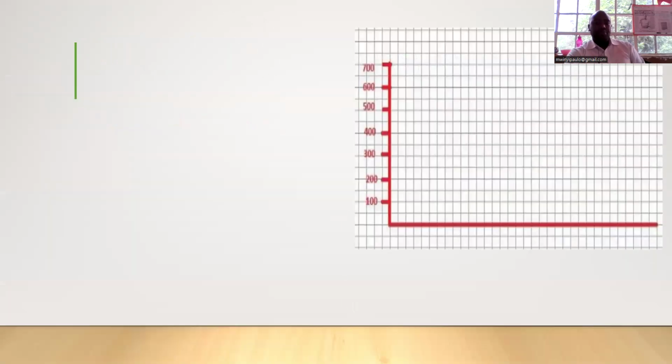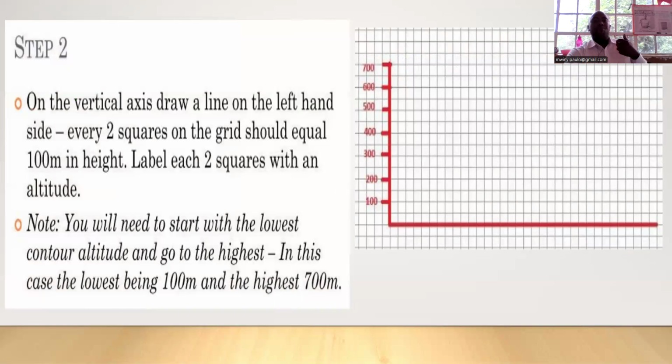Step two, you will have a vertical axis. The vertical axis is the one that's going up. On the vertical axis, draw a line on the left-hand side. Now, every 2 squares on the grid should be equal to 100 meters in height.